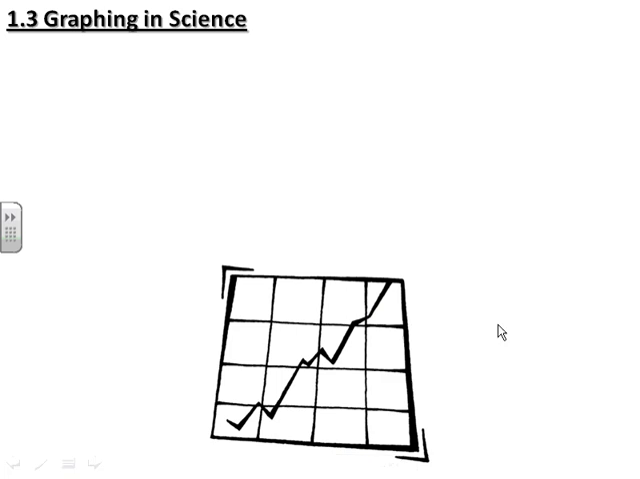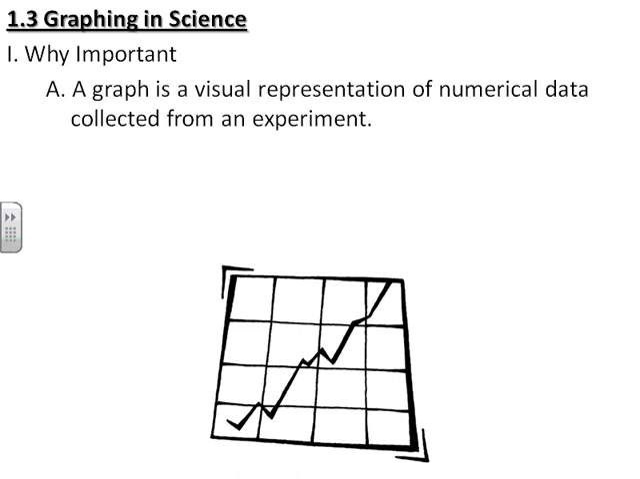The 1.3 notes focus on graphing in science. Why is this important and why are we reviewing it? Well, a graph is a visual representation of numerical data collected from an experiment. So every time you conduct an experiment in this class, you will get data, and you're going to be expected to put that data into some form of a graph.